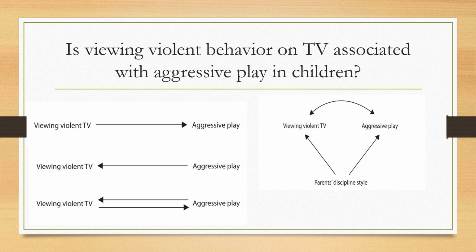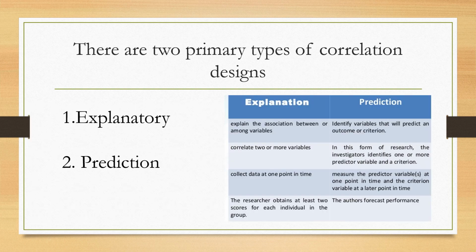However, just based on this information, we don't know if viewing violent TV actually causes aggressive play to increase, if aggressive play increases a child's tendency to watch violence on television, or if there's a third variable, such as a parent's discipline style, that causes both viewing violent TV and aggressive play to increase.